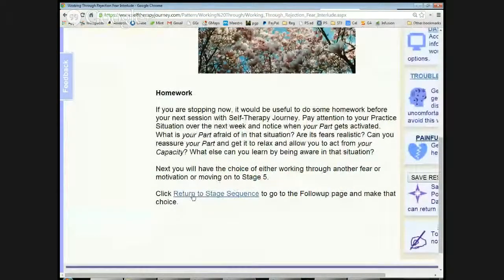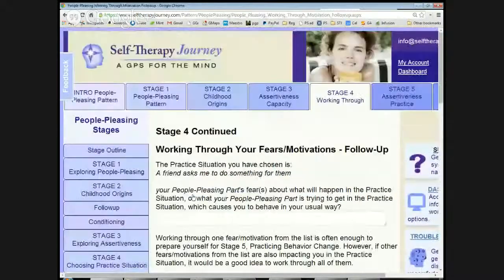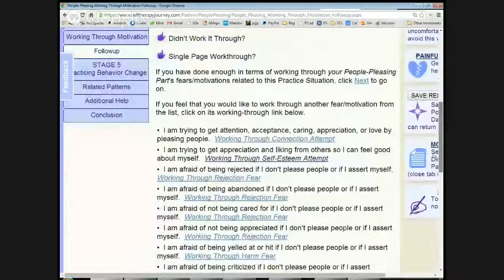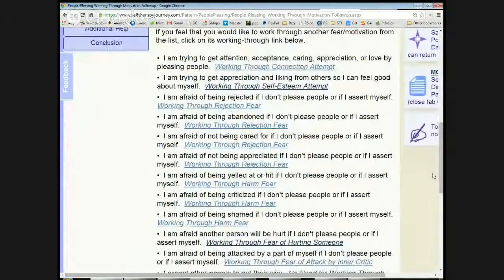Okay, so we've now gone through one step sequence in stage 4. We return now to stage 4, and you have an option. Now we did working through rejection fear. See, there's a number of other things that are related to rejection fear. There's some related to harm fear. So you have the option of going through another step sequence, or if that feels like enough, you can move on to stage 5.